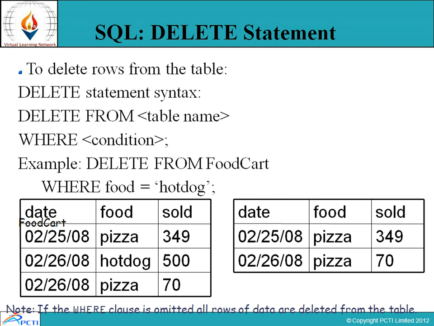For example, delete from food chart where food is equal to hot dog. Like this is the table in which food is hot dog and you want to delete this entire row. You give here where food is this, and it will delete from this table. You are able to see this row is deleted. Note that if the where clause is omitted, all rows of the data are deleted from the table.